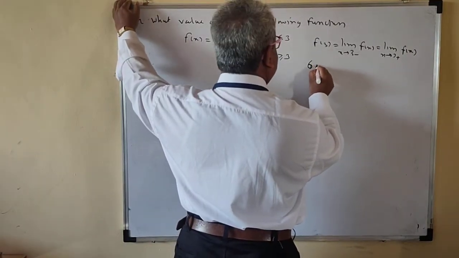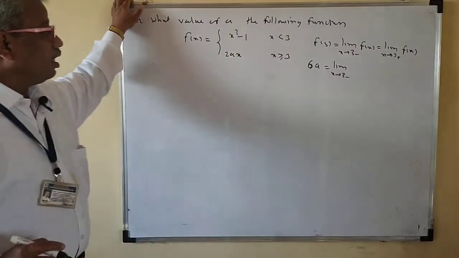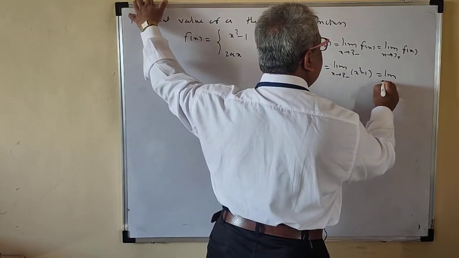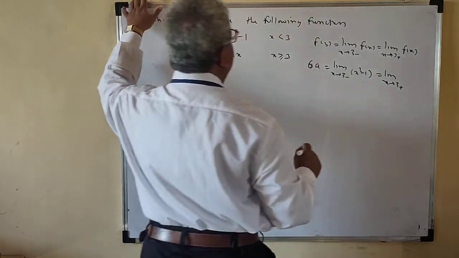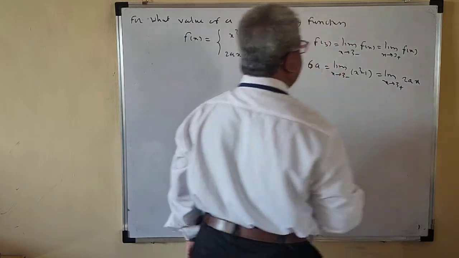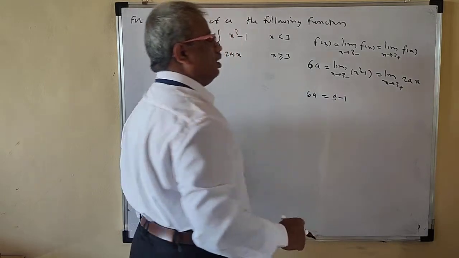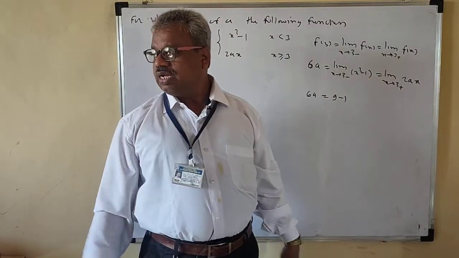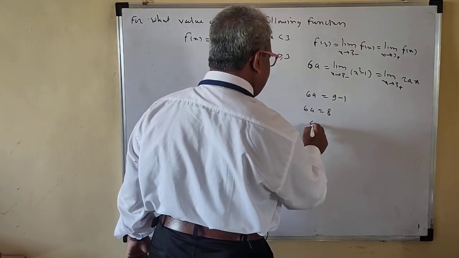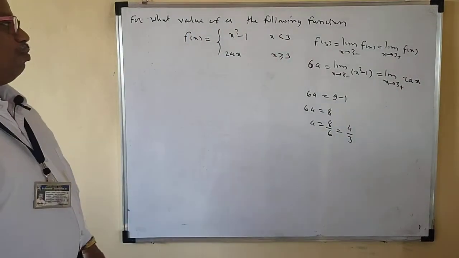This is 6a. Limit x tends to 3 minus, so x less than 3, the function is x square minus 1. Limit x tends to 3 plus, so the function is twice ax. So this is 6a, which is the same as 9 minus 1. So 6a is equal to 8, so a is equal to 8 by 6, that is 4 by 3. So a is equal to 4 by 3.